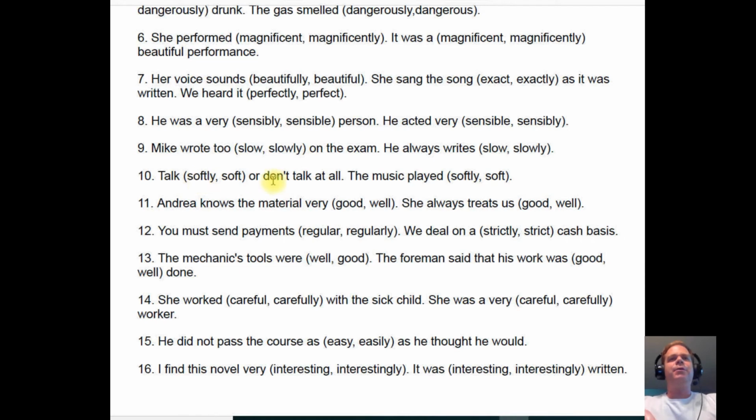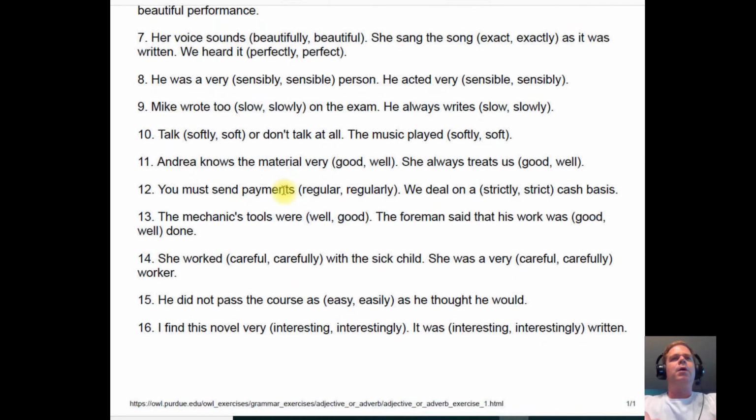Talk softly or don't talk at all, modifying the verb talk. And we don't have a subject here. It's intended to be you. You talk softly. The music played softly. Adverb modifying played, the verb. Andrea knows the material very good or well. Well, we're modifying knows. So she knows, that's a verb. We're going to use the adverb very well. Okay. She always treats us well. Treats us. Verb. Okay.